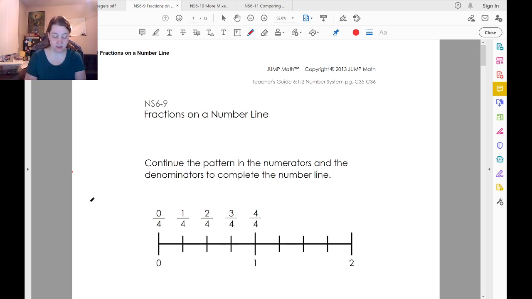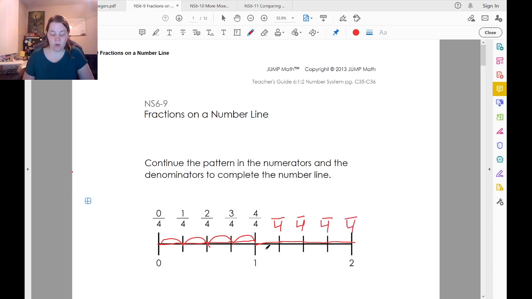We can see that there are 1, 2, 3, 4 pieces that this number line is split into between 0 and 1. And because of those 4 pieces, we know that this section is one piece, this section is a second piece, this section is a third piece, and this section is a fourth piece. Which means that when we continue this pattern on, we can see that 1, 2, 3, 4, the number line is still split into fourths in between whole numbers. So we're still looking at a denominator of 4.